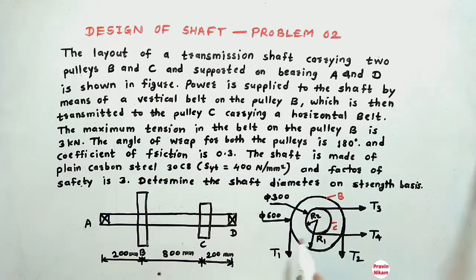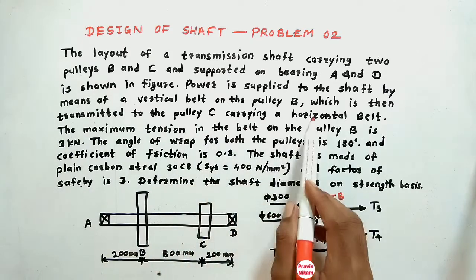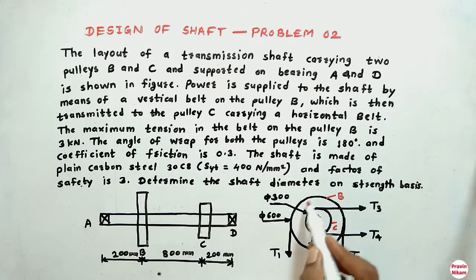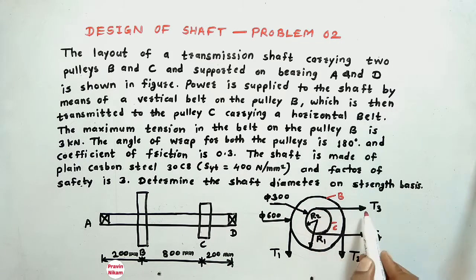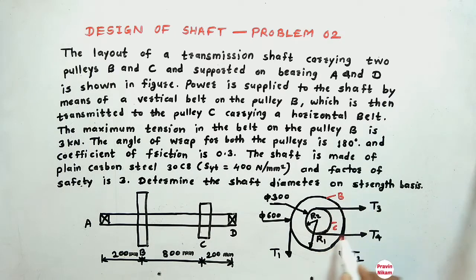Vertical belts on pulley B. This is the tension on the tight side T1, and the tension on the slack side T2, which is then transmitted to the pulley C carrying a horizontal belt. So T3 is the tension on the tight side, T4 is the tension on the slack side.